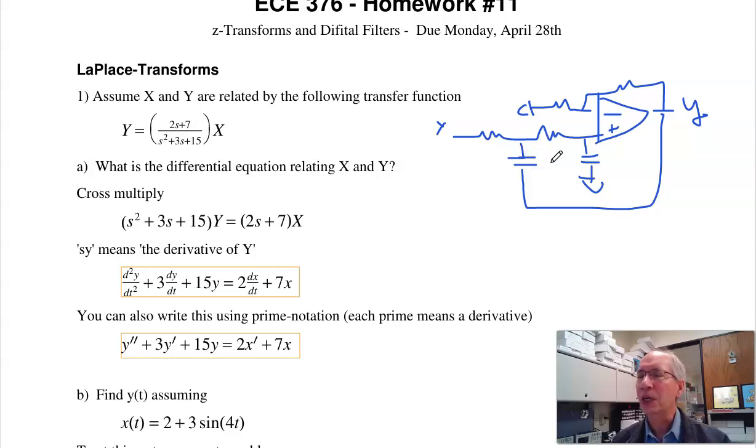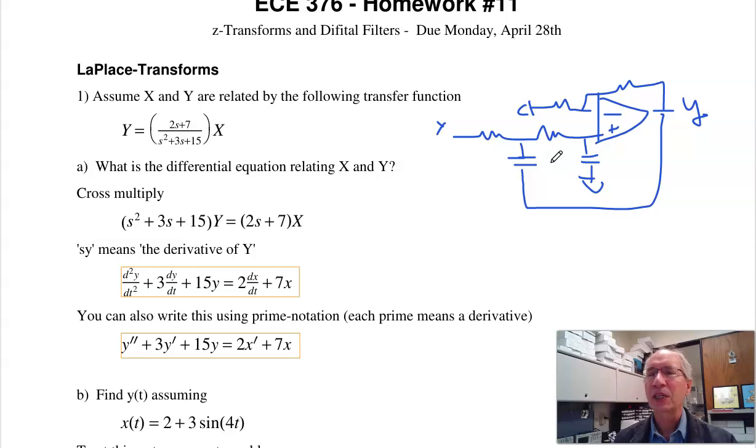Well, anything I can do in hardware, I can do in software. In hardware, I use Laplace transforms. In software, I use Z-transforms, which is kind of the whole point of this homework set. If I want to implement it using a microprocessor, I should really be using Z-transforms.